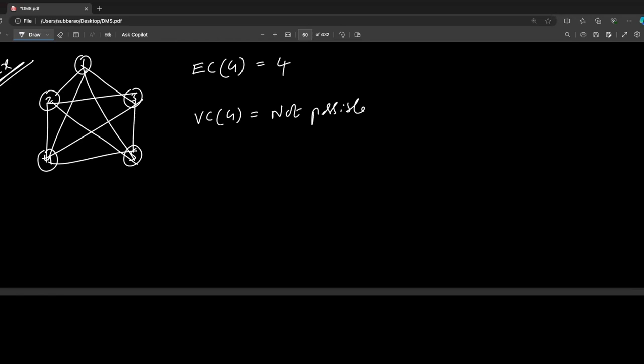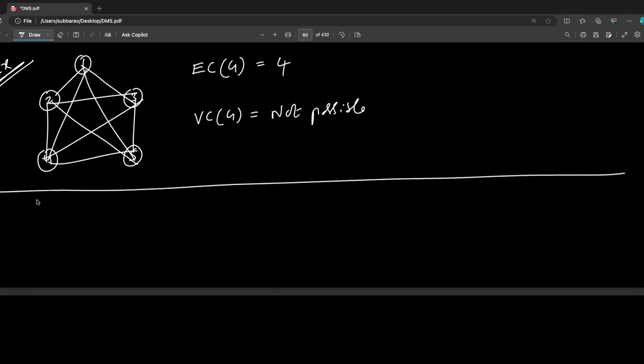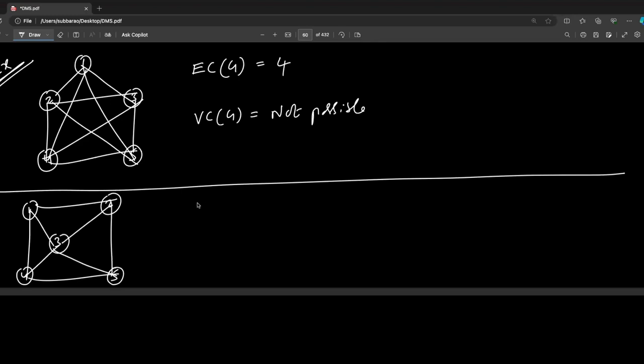Now one more problem. The vertices are 1, 2, 3, 4, and 5. To this one, find yourself. What is the edge connectivity number? What is the vertex connectivity number?